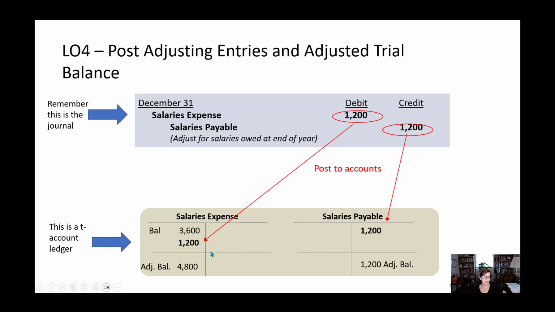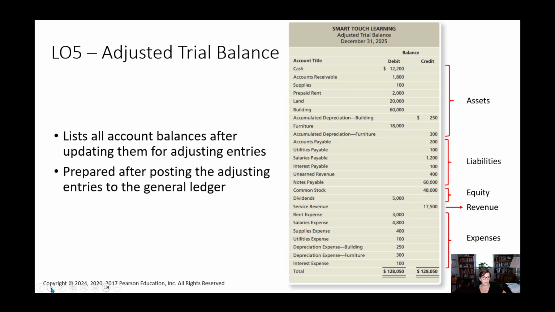So on our income statement, it's going to show $4,800 salaries expense, and the salaries payable on our balance sheet, that's a liability, that's going to be showing at $1,200. Once all of the adjusting entries have been prepared and then posted to all of the accounts, all of these adjusted balances go on to another trial balance called the adjusted trial balance. So here's an example of an adjusted trial balance from your book. The adjusted trial balance shows all of the adjusted account balances.